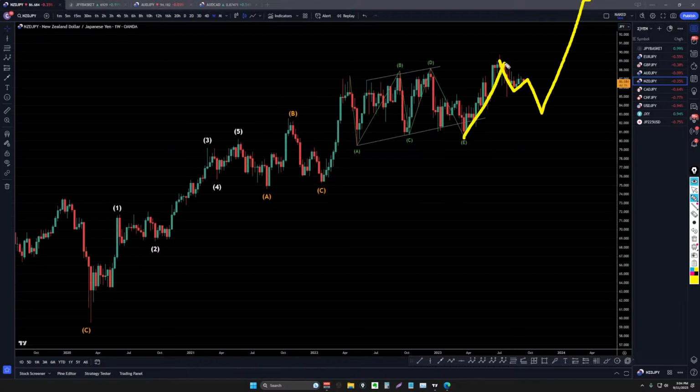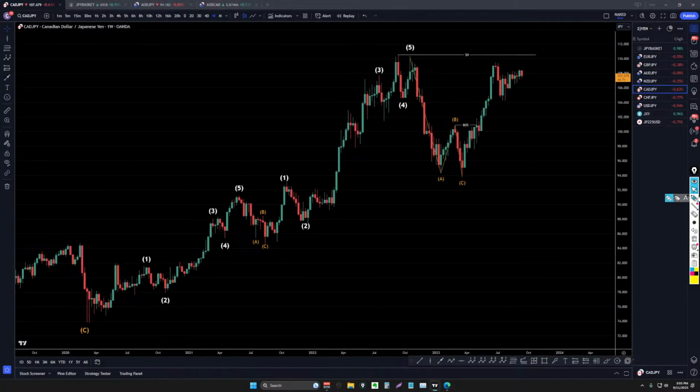It would be a crescent to this, because I do still think this is a big crescent. It looks like a 1, 2 maybe. A, B, C of 2, and then back up. CAD yen. A, B, C, and then back up one more time, at least one more time to take out this high.